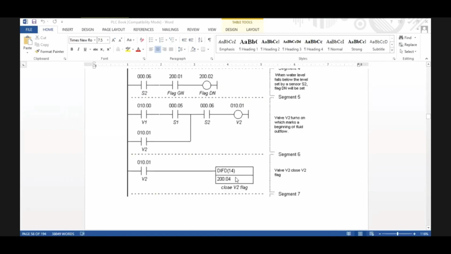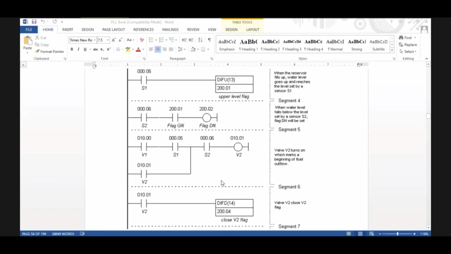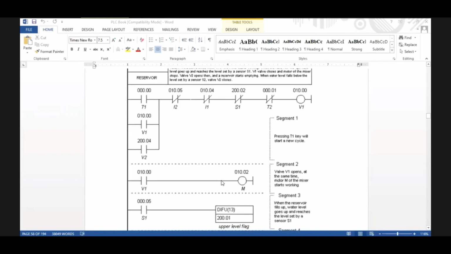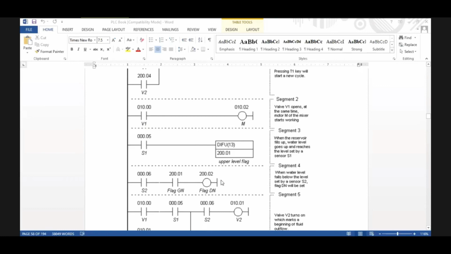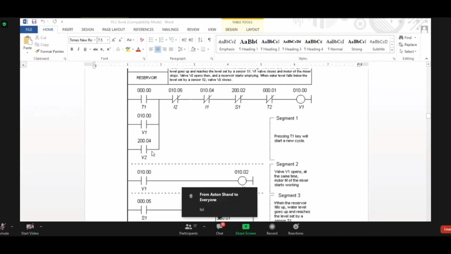DIFD, that is differentiate down. So think about your toilet tank again. Pull up and now it starts to empty. So the valve is going from high back down to low. It's going to trigger this internal bit here. We're going to use it to do something. I don't see it anywhere in the program. So that's why I said that this program is incomplete. Oh, see 200.04 here.